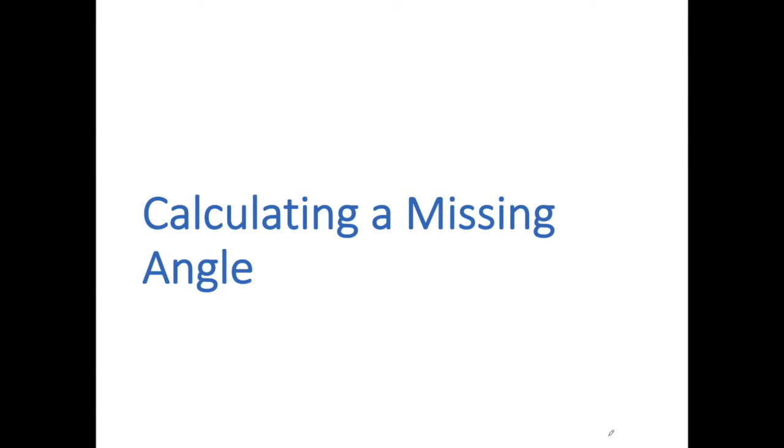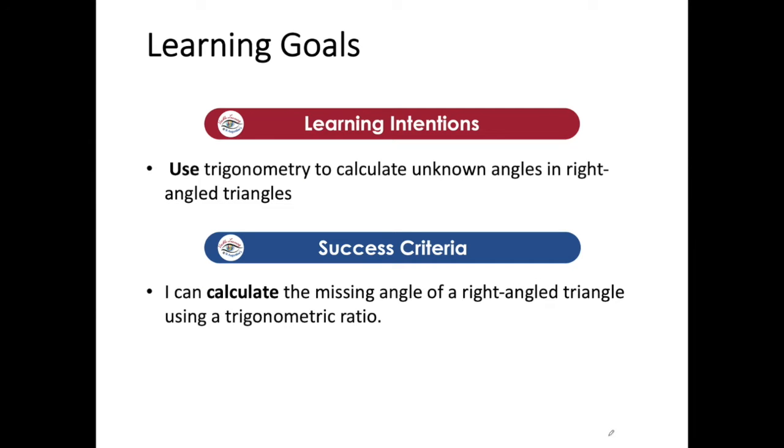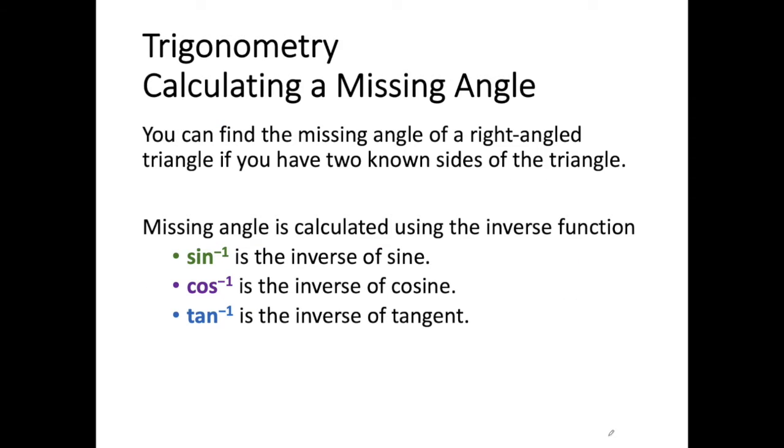This video is going to have a look at how we calculate the missing angle of a right angled triangle using trigonometry. By the end of the video, you should be aiming to be able to calculate the missing angle of a right angled triangle using a trigonometric ratio. We can use trigonometry to calculate the missing angle if we have two known sides. So if we have a right angled triangle and we know what two of the sides are, we'll be able to calculate the missing angles.